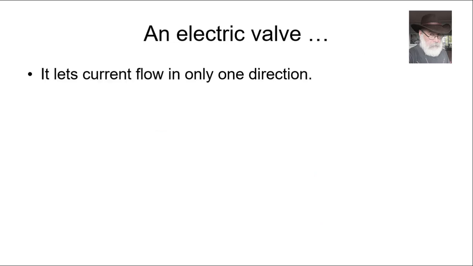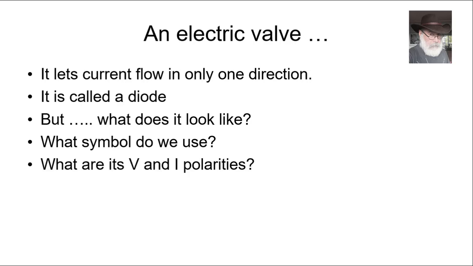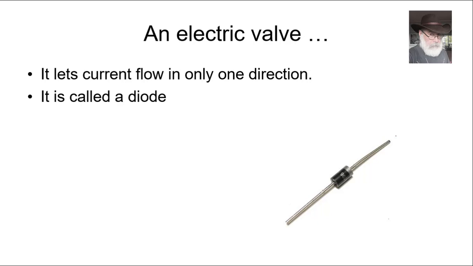An electric valve is a desire, it is a wish. We want a device that lets current flow in one direction only, but blocks current that tries to backflow. It is called a diode for historical reasons, as I've said before. What does it look like? What symbol do we use to represent that in circuit diagrams, in schematics? What are the polarities for voltage and currents in a diode? And very importantly, how does it behave? What is the relationship between voltage and current in the ideal diode?